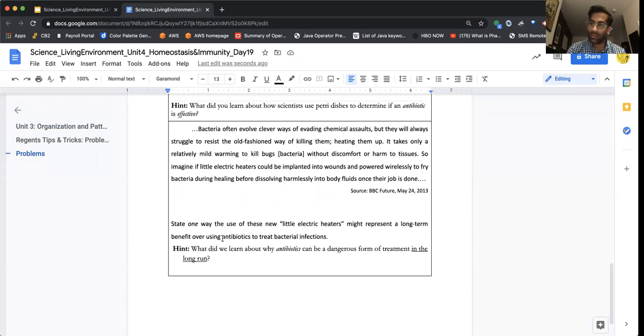Now down here, I'm going to elaborate on this a little bit because I didn't talk about it too much before. We've got a paragraph about another way to kill certain bacteria. We can heat them up and they will die very often. And so these possible electric heaters might be another way that's not an antibiotic to kill bacteria. In order to determine what the long-term benefit is of using these heaters over antibiotics, we need to think about overuse of antibiotics, and how that can be a dangerous form of treatment in the long run.